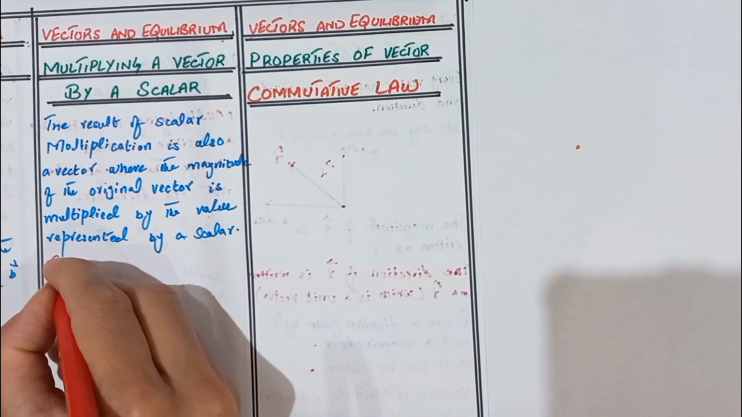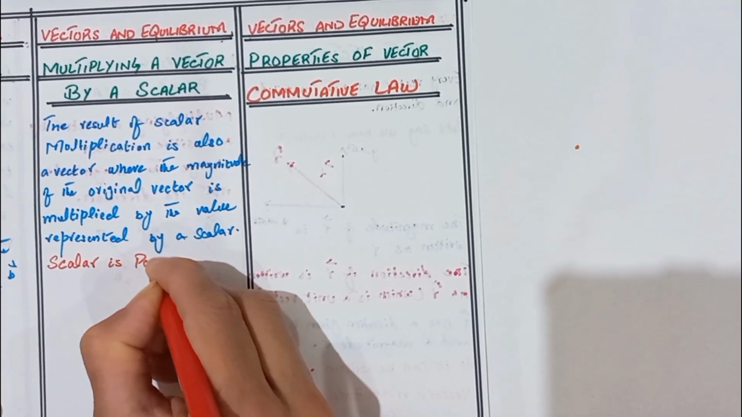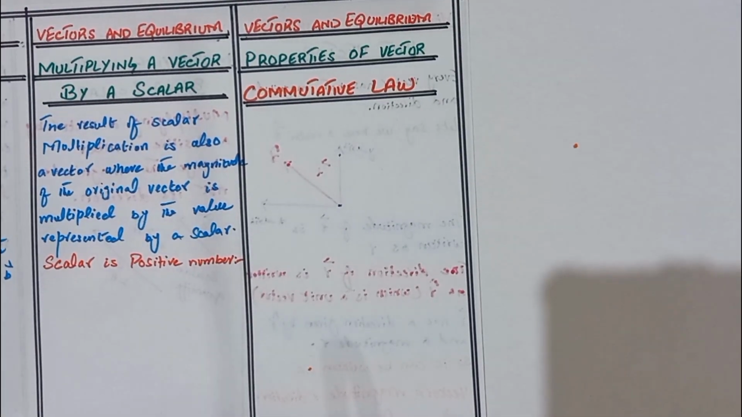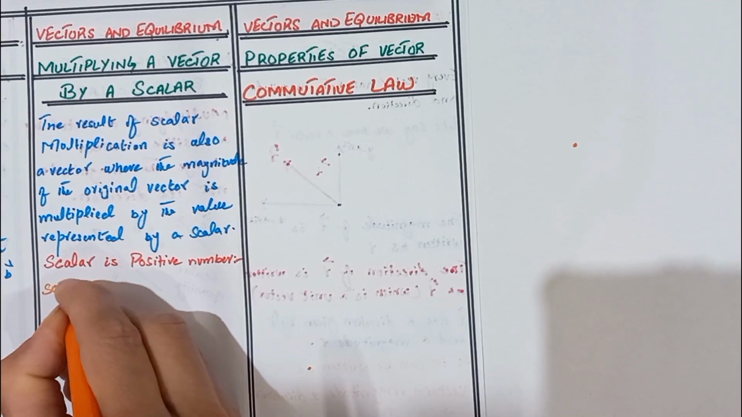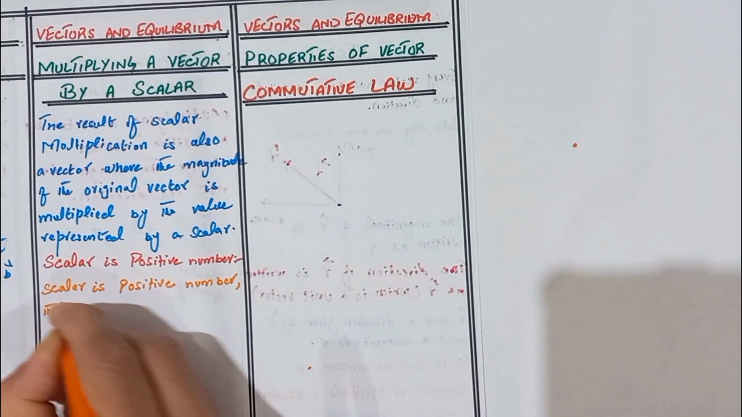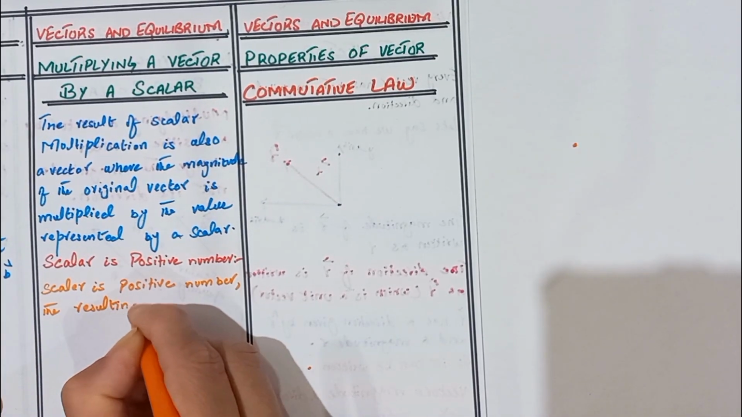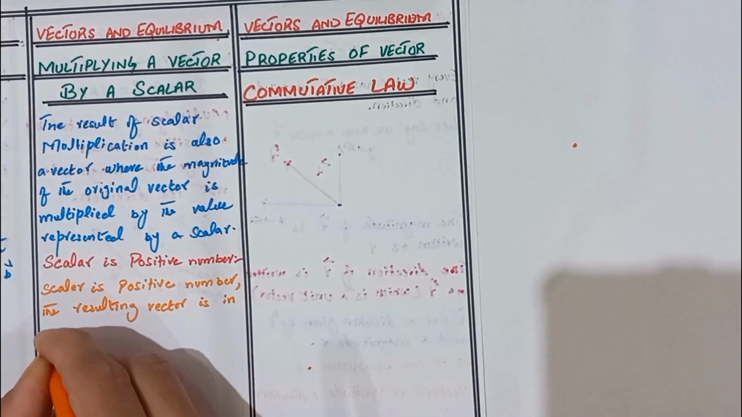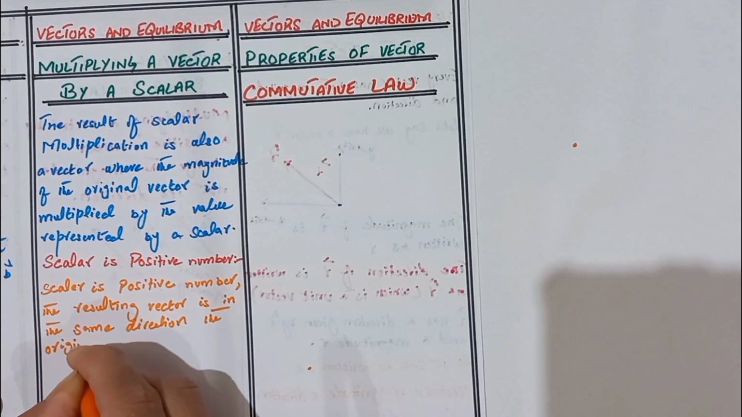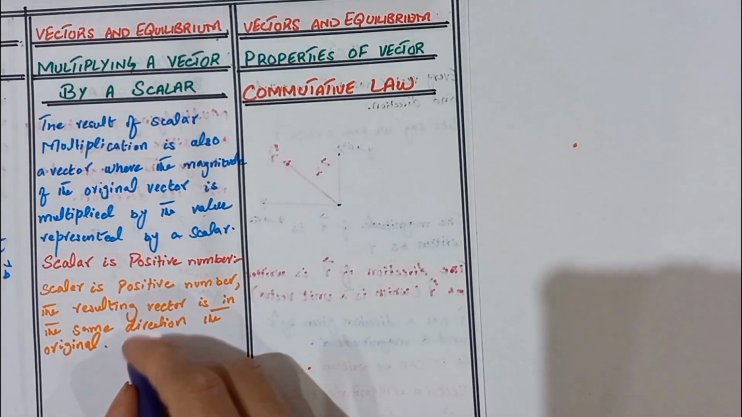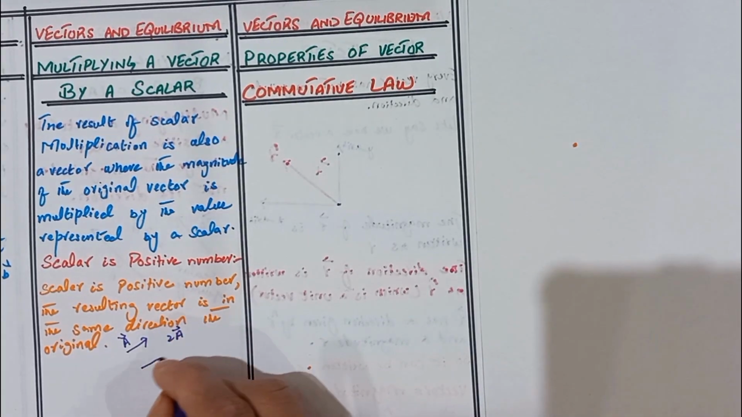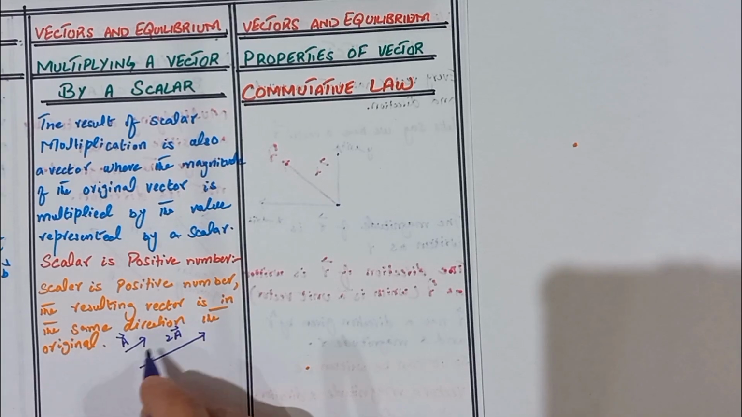If we multiply by a positive number, so here we write the scalar is a positive number, the resultant vector is in the same direction as the original. Here we take the vector A. If we multiply this vector by 2, that is the scalar quantity, then it increases its magnitude, not its direction. It has the same direction.